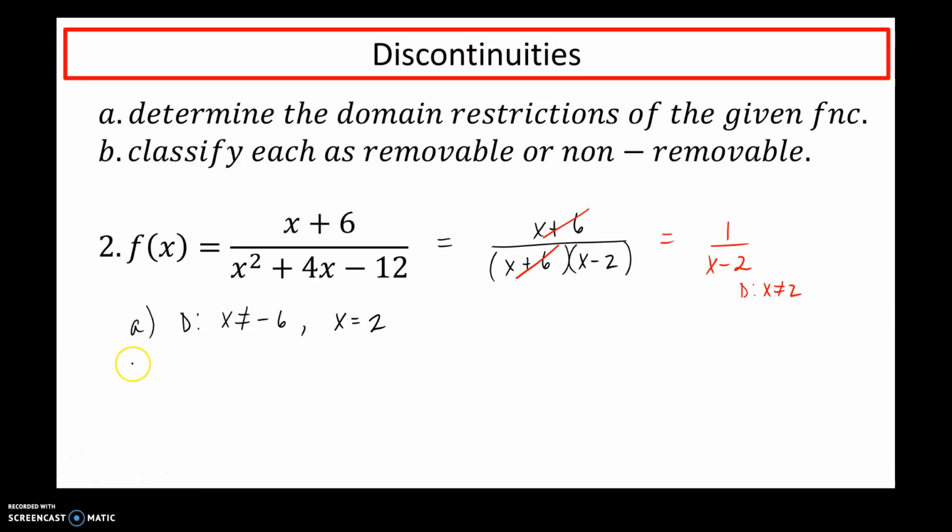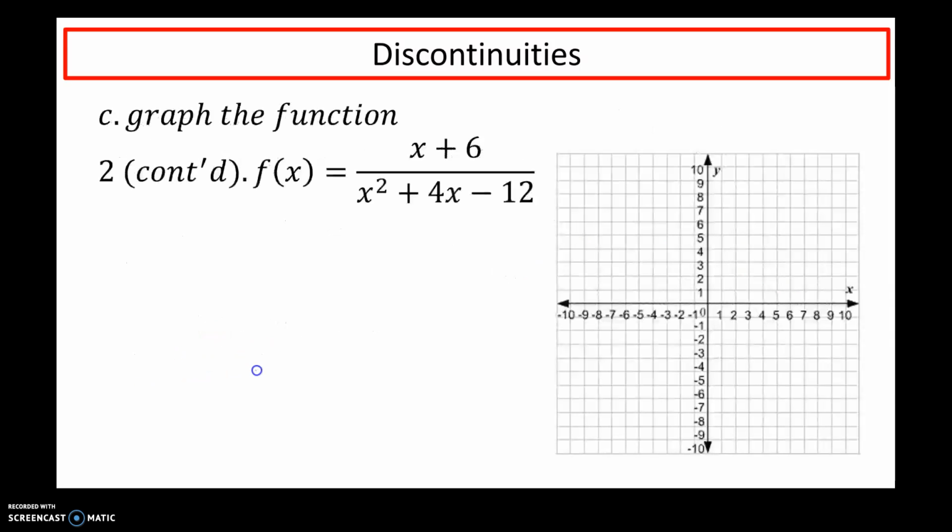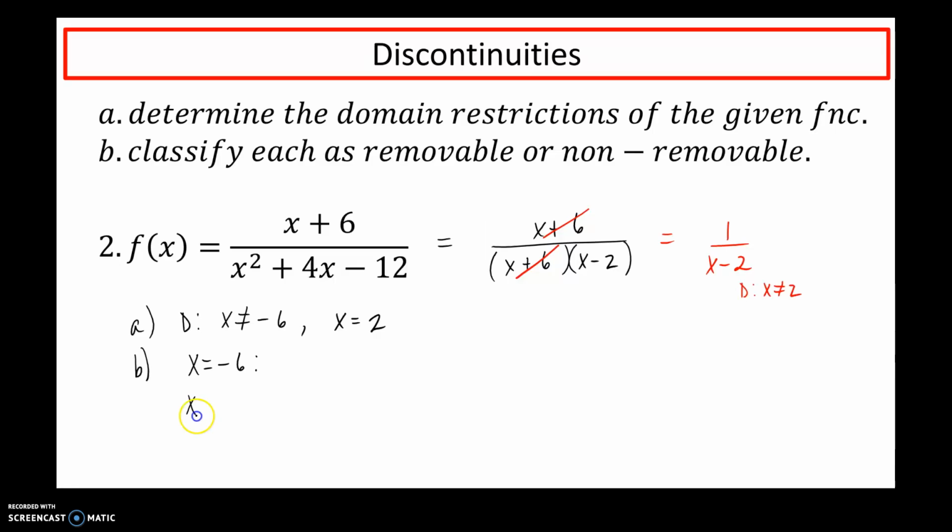Now this is the importance of the canceling. So at x is equal to -6, some type of discontinuity is happening. At x is equal to 2, some type of discontinuity is happening. Why? Because they're domain restrictions. That's where discontinuities occur. Well, notice -6, if I plug that into my simplified function, it wouldn't give me 0 over 0. It wouldn't give me 0 at all. So -6 is my removable discontinuity.